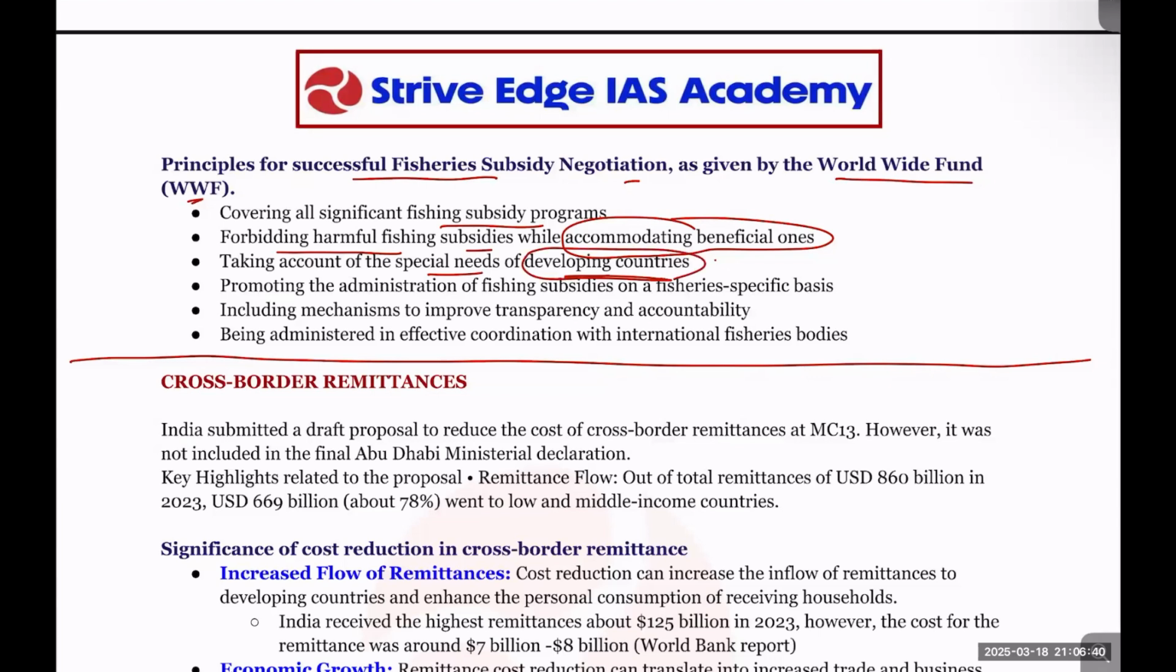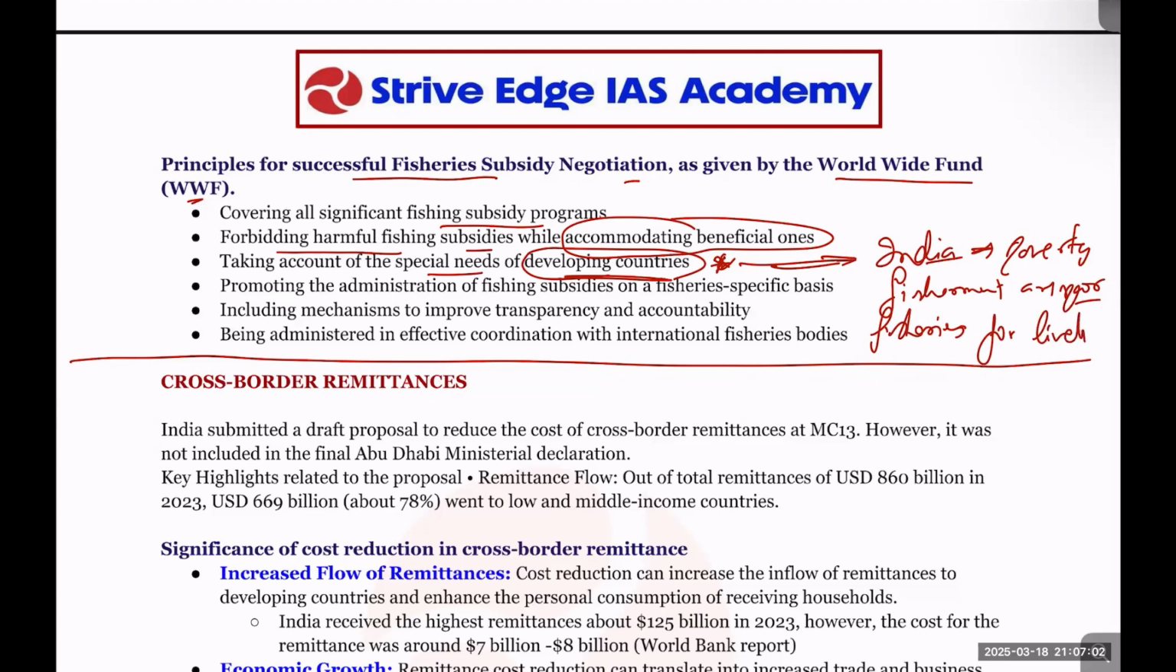The special needs of developing countries should be taken into account because developing countries like India have a high level of poverty, and many of the fishermen are poor, and they depend on fisheries for their livelihood as well as food, right? So there should be some special concessions that need to be given for these developing countries, right? So these are some of the things that have been given by WWF.